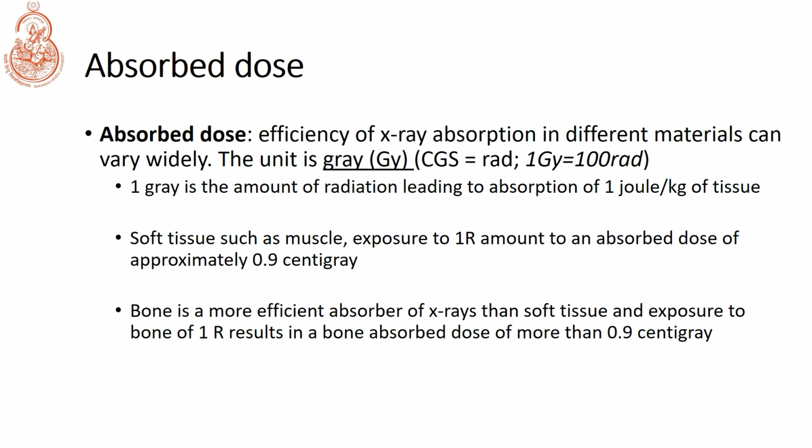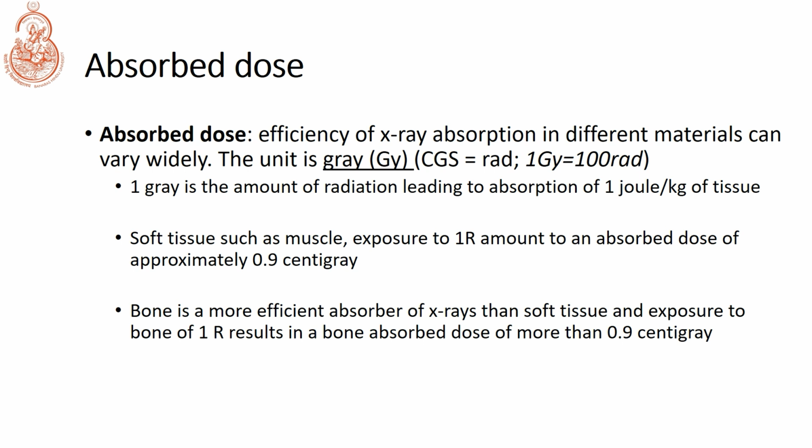The next is the absorbed dose. The absorbed dose is the efficiency of X-ray absorption in different materials, which can vary widely. The unit of the absorbed dose is the gray. In the CGS system, this is defined as the rad, where 1 gray is equal to 100 rad. 1 gray is the amount of radiation that leads to absorption of 1 joule per kilogram of tissue.